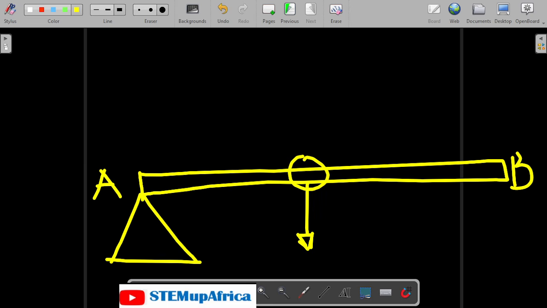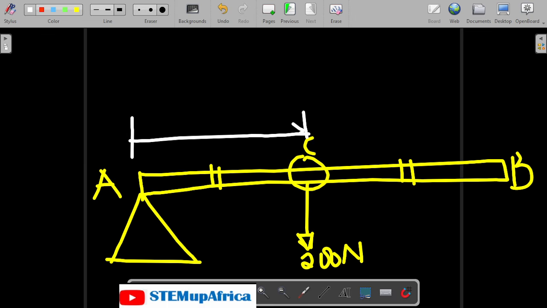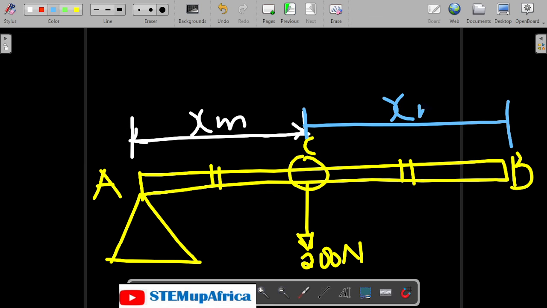Let's call here 200 Newton. Let's call here point C. It means that the length from A to C is the length from C to B. So let's call the distance from A to C as x meter, and the distance from C to B as x meter. That means the length of the rod now is 2x.